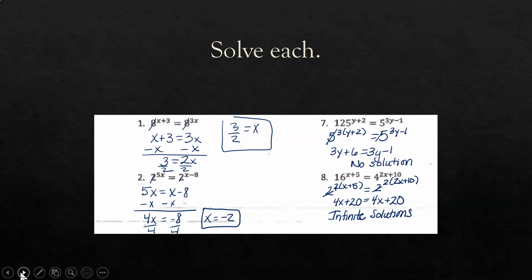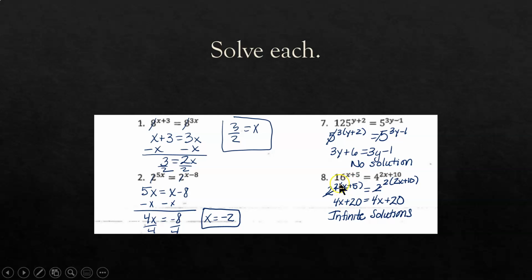All right, remember you have to get to the same base so that you can cancel out the bases and then just solve. When you cancel out the 8s, you have x plus 3 equals 3x. When you solve that, x is 3/2. Number 2, you cancel out the 2 because you have a common base, and you have 5x equals x minus 8, and you solve to get negative 2. Up here, 7, I made 125 into 5 cubed, but then you have to multiply that by the exponent that's already there. So I have 3y plus 6 equals 3y minus 1, which ends up being no solution.